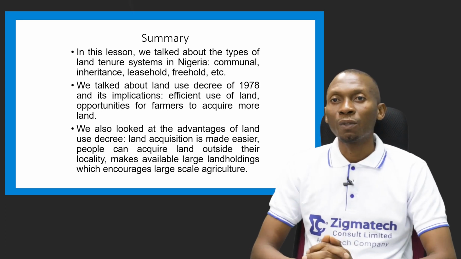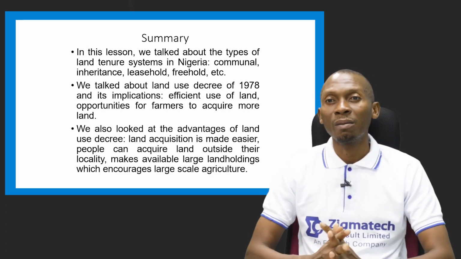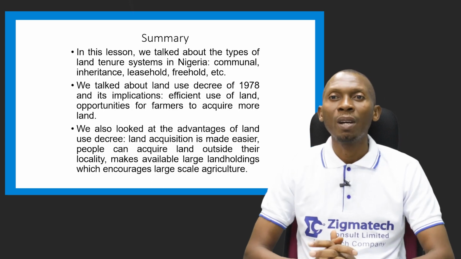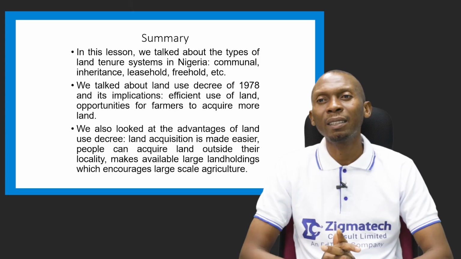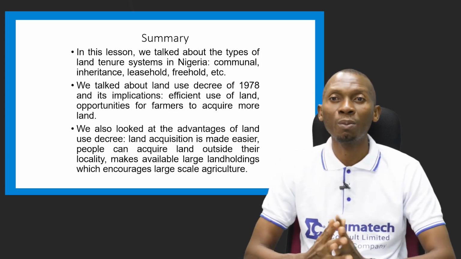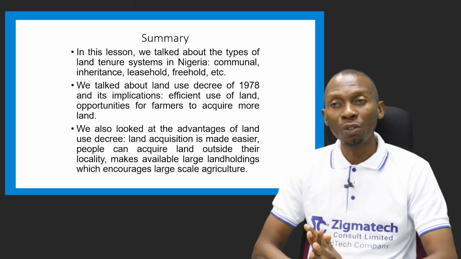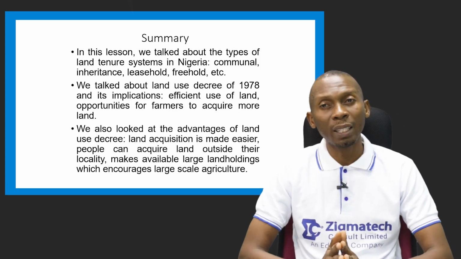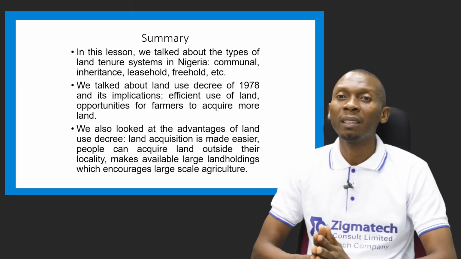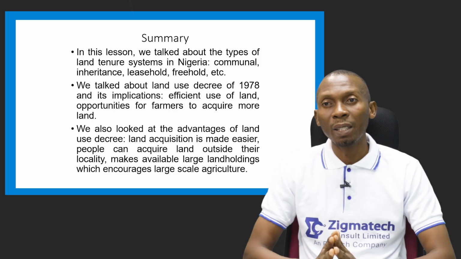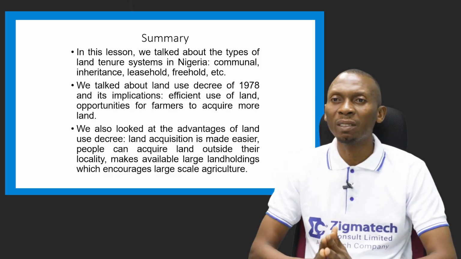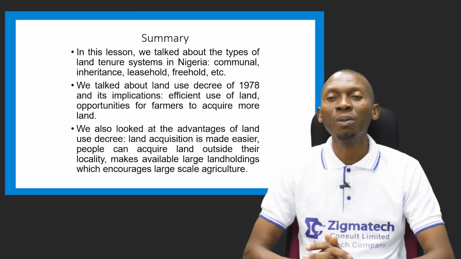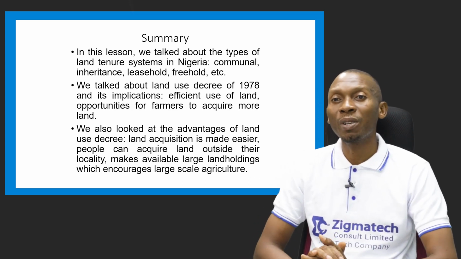Okay, so far we've talked extensively about the land tenure system. In this lesson, we talked about the types of land tenure system in Nigeria, which are the communal and the individual land tenure system. Under the individual land tenure system, we have inheritance, leasehold tenure system, freehold or purchase tenure system, to mention a few. We also talked about the Land Use Decree of 1978.